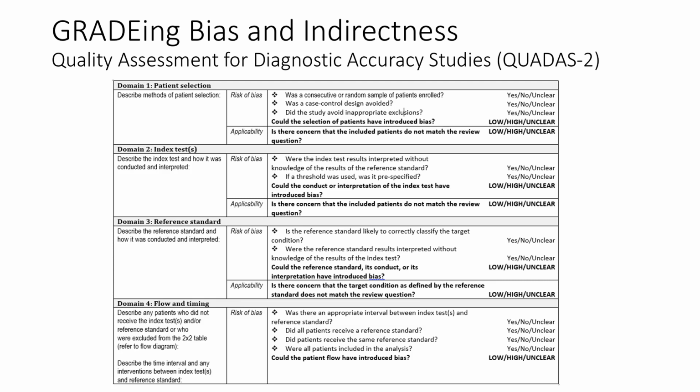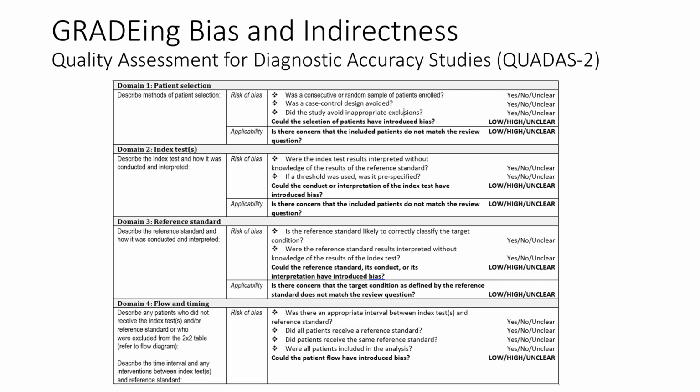In terms of the index test, you want to see whether or not the index test results were interpreted without knowledge of the results of the standard or the gold standard. And if a threshold was used, you'd want to check if it was a pre-specified threshold. In terms of the reference standard, you'd want to check whether the reference standard was actually likely to correctly classify the target condition. In addition, you want to know whether or not the reference standard results were interpreted without knowledge of the results of the index test.